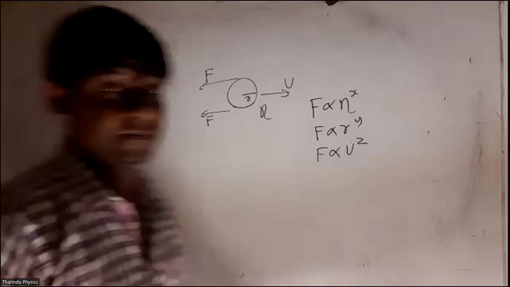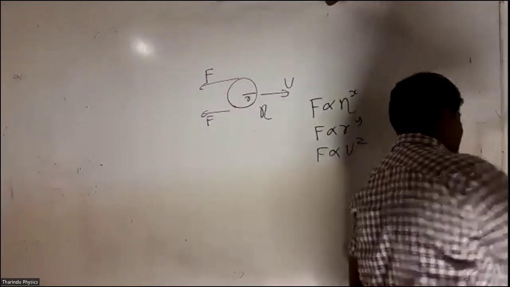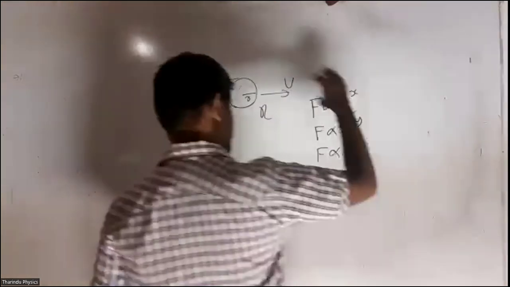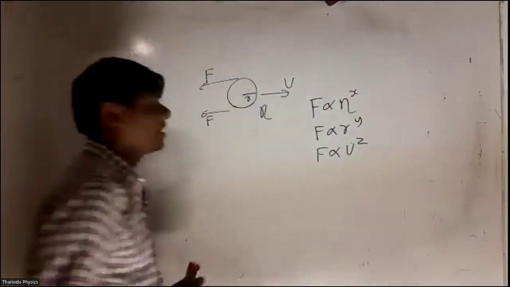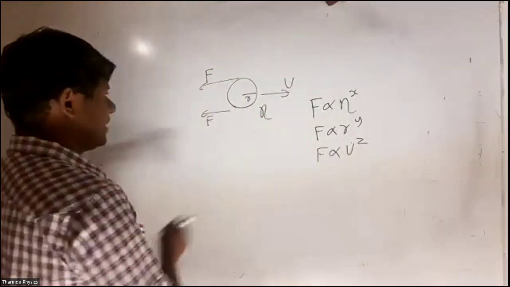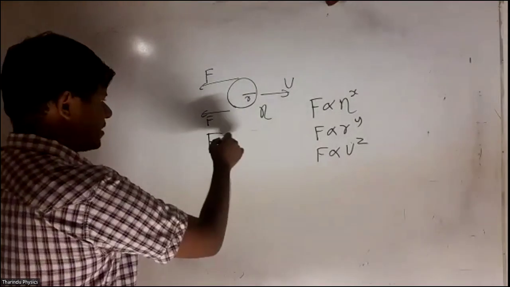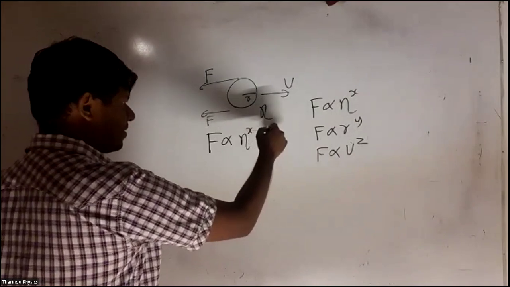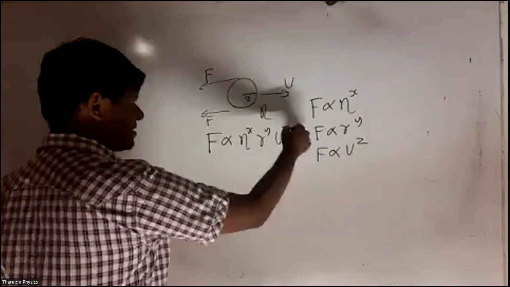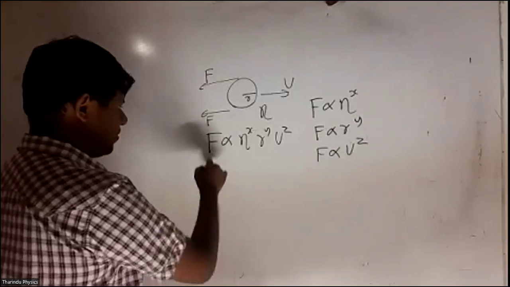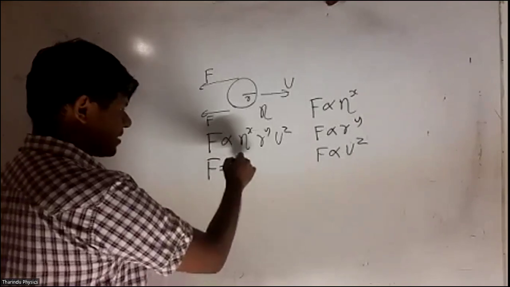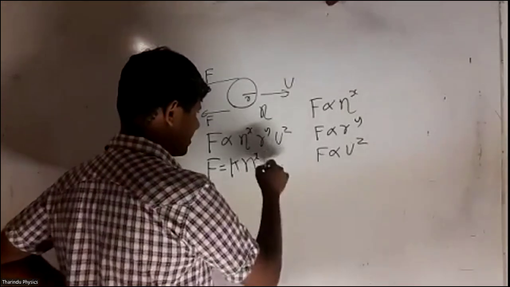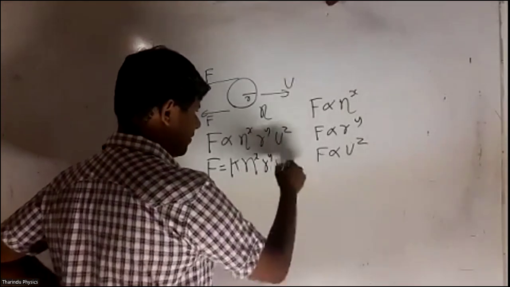Okay, Ramai. Let's discuss. F is proportional to eta to the power x, r to the power y, v to the power z. Now finally I have to put the proportionality constant here: F equals k eta to the power x, r to the power y, v to the power z.